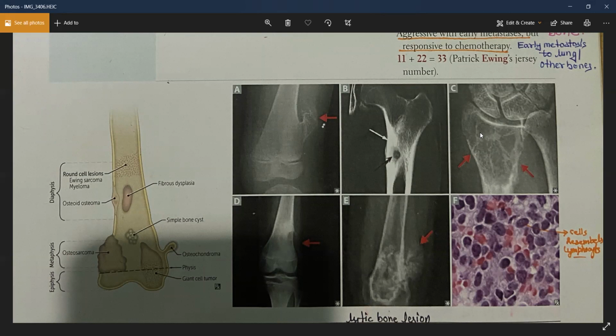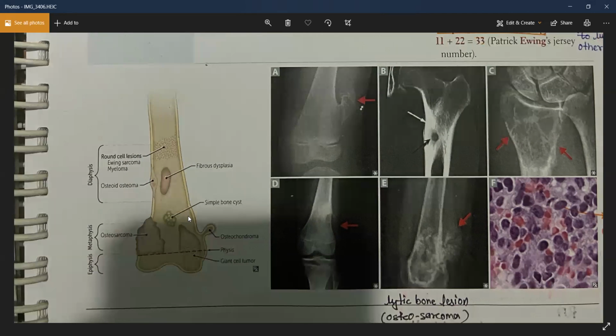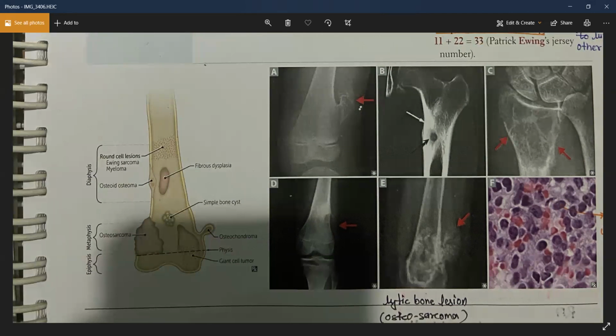Okay. Then comes the tumor from the metaphysis. And these tumors are the osteochondroma and the osteosarcoma.